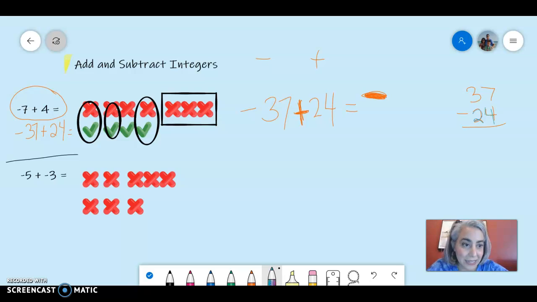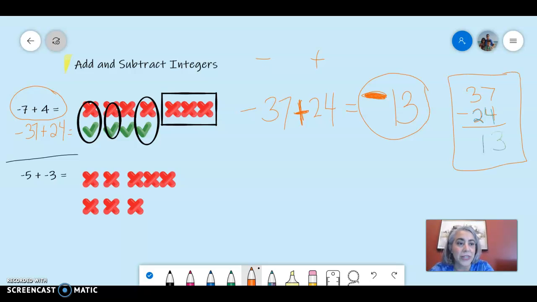24 bad guys. So let me do the subtraction. 7 take away 4 is 3, and 3 take away 2 is 1. So when I'm done, there are still going to be 13 bad guys left after this battle. In an addition problem, if they have different signs, you are going to subtract, and your final result will end up with the sign of which one you had more of. And I had more negative soldiers.